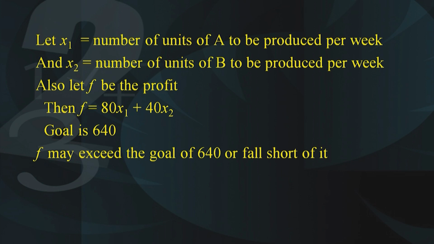Now, as you see in this problem, the profit of rupees 640 per week has been specified by the manufacturer before solving the problem. Now, coming to the solution of the problem, let us define two variables x1 and x2 as follows. Let x1 be the number of units of A to be produced per week. Similarly, let x2 be the number of units of B to be produced per week. Also, let F denote the profit. Then, as before, the expression for the profit F can be written as 80x1 plus 40x2. Also, the goal is 640 rupees.